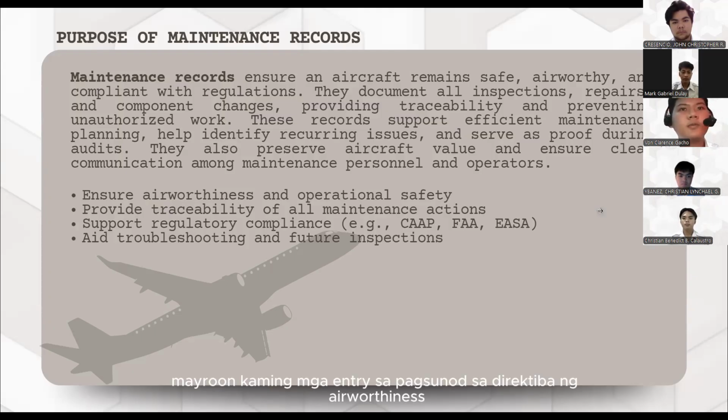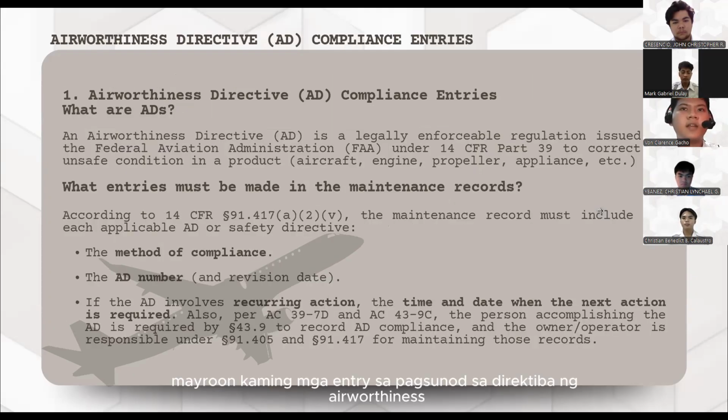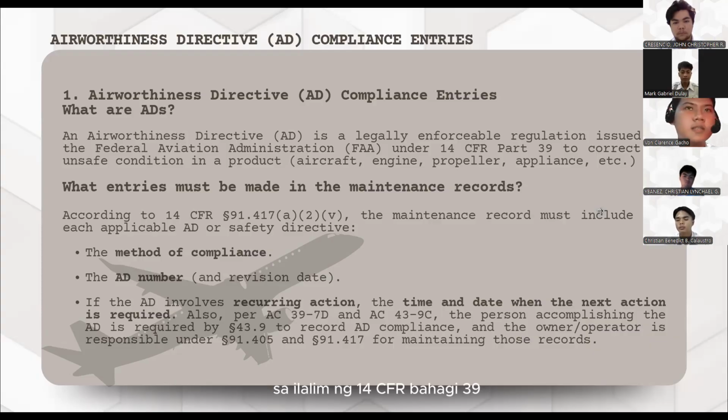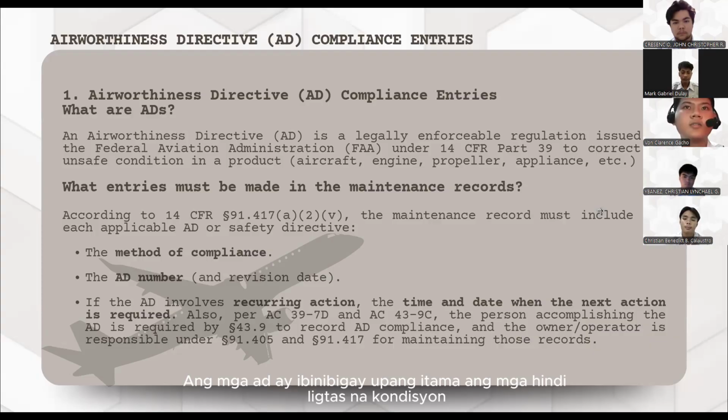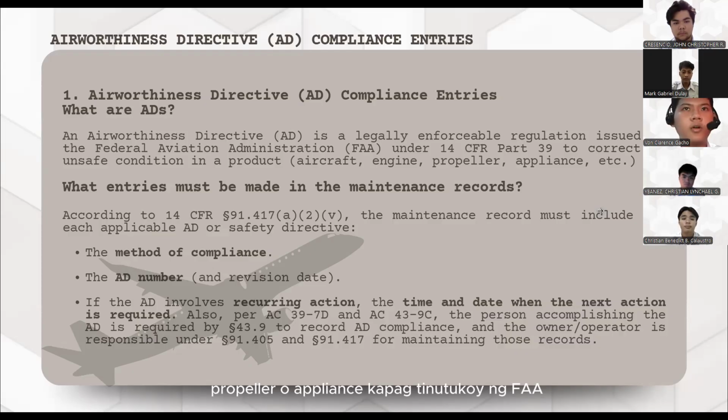So first off, we have the Airworthiness Directive compliance entries. An airworthiness directive is a legally enforceable regulation issued by the FAA under 14 CFR Part 39. ADs are issued to correct unsafe conditions found in an aircraft, engine, propeller, or appliance.